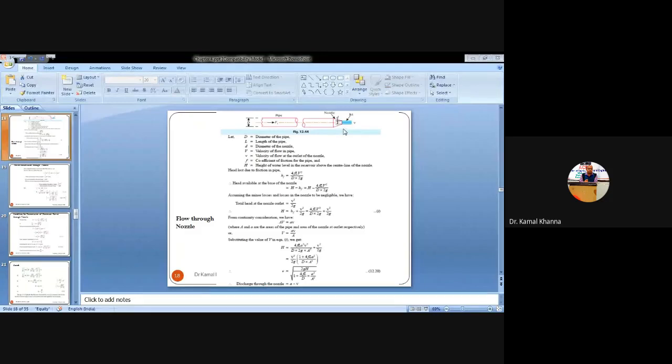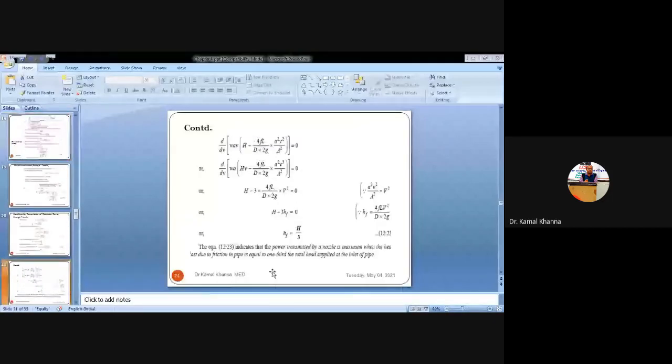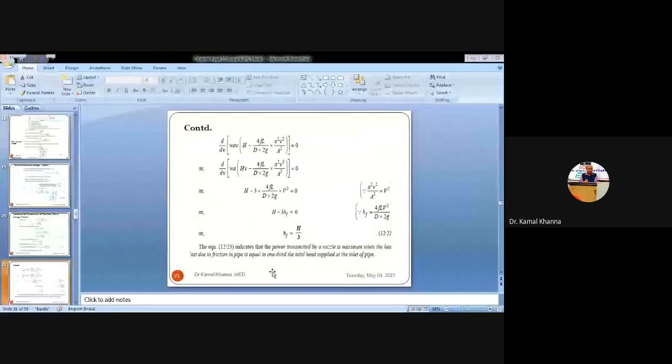So this expression indicates that the power transmitted by the nozzle is maximum whenever the loss of head due to friction in the pipe is equal to one third of the total head that is being supplied at the entry of the pipe. This expression is very important from the practical point of view, and also from the competitive exams point of view, and also for your final semester exams.